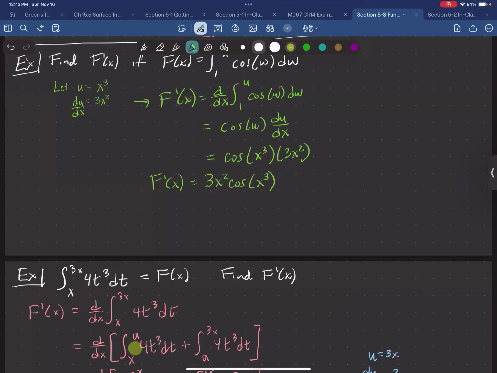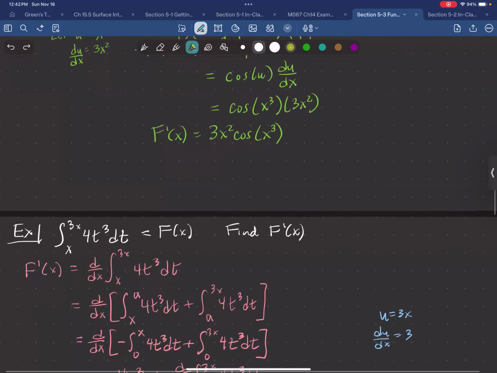Remember, we need x on top and a constant on bottom. And this one is not x, it's 3x. So this one is going to require a du dx, the chain rule. So we're going to have to do both of those. Here, I switch this one by just flipping the order and putting in a negative sign. And then I made a note of what we're doing. We got u equals 3x, so du dx equals 3.